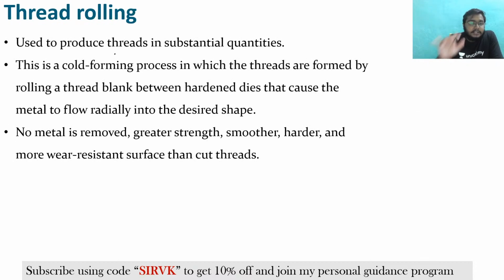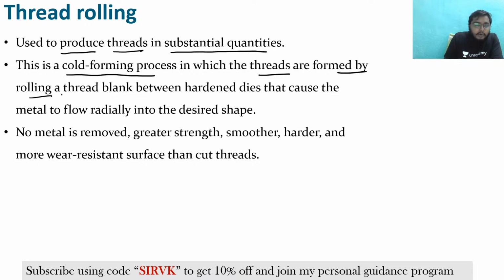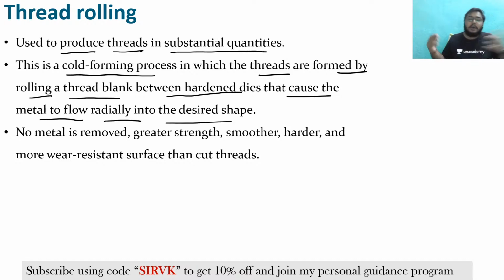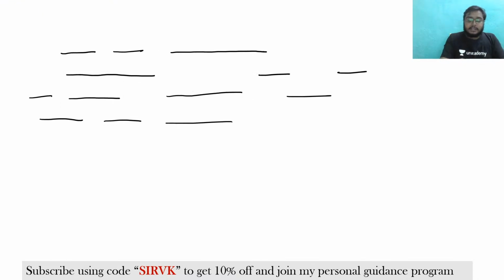So basically, what is a thread rolling operation? It is used to produce threads in substantial quantities. In a huge quantity, if you want to make threads, definitely you can use thread rolling. It is a cold forming process in which threads are formed by rolling a thread blank between hardened dies that cause the metal to flow radially into the desired shape.